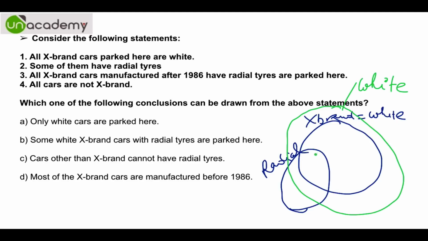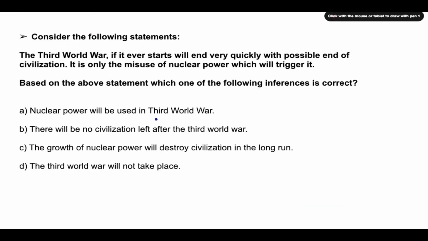Okay, and all cars are not X brand. So obviously this is understood. Only white cars are parked here. No, not at all true. Some white X brand cars with radial tires are parked here. Absolutely correct. So this is the answer. Cars other than X brand cars cannot have radial tires. Not at all true. Most of the X brand cars are manufactured before 1986. This is also not true. So only the answer B is correct.